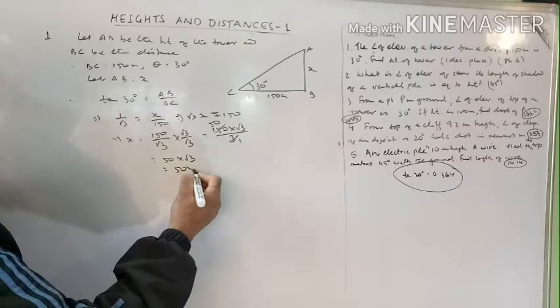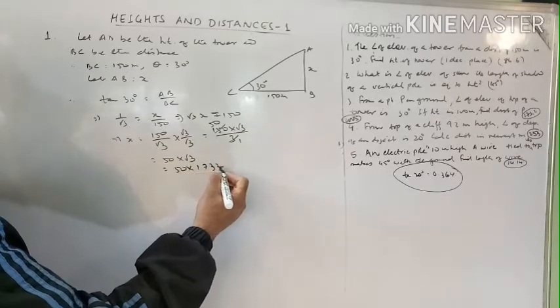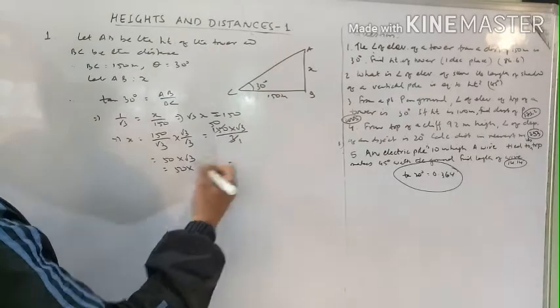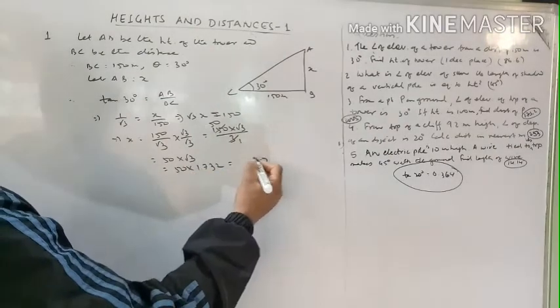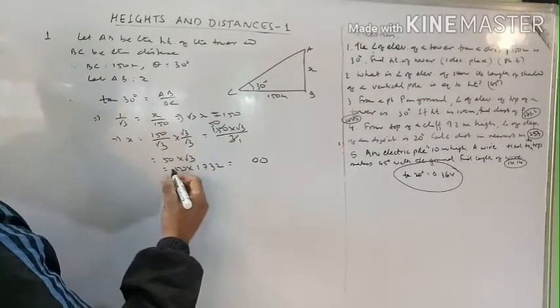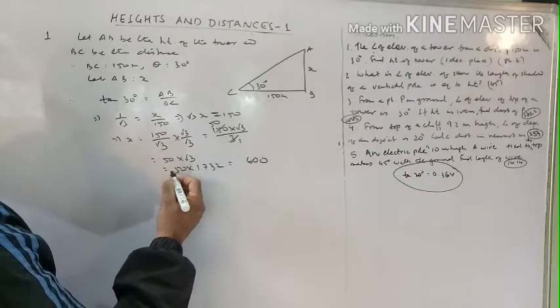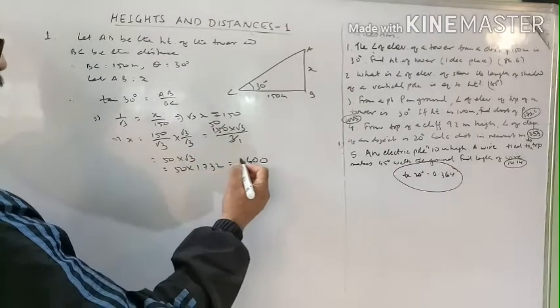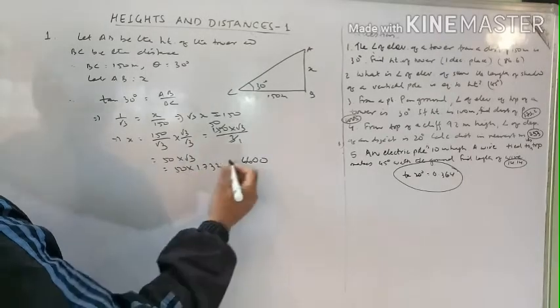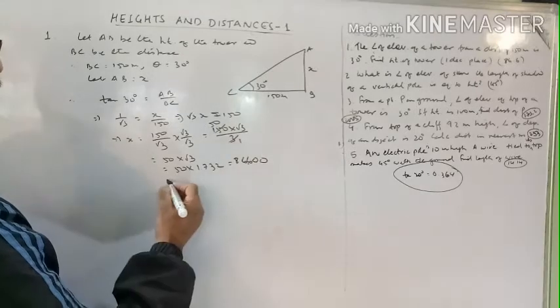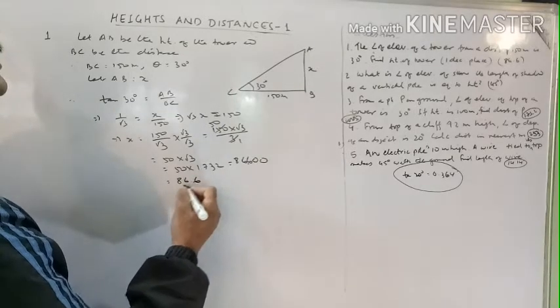Now you take the value, 50 into 1.732. Okay, 50 into 1.732 you can multiply. So what you get? If you multiply, 0 comes as it is, 5 times 2 is 10, and so on, giving 8, 6, 6, 0. So the decimal point goes before the 3 digits, 1, 2, 3. So it will come here. So this is equal to 86.6.